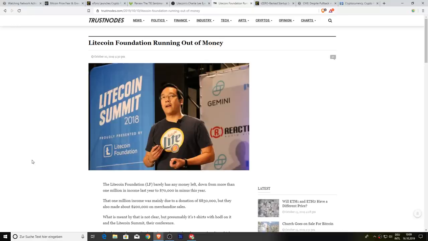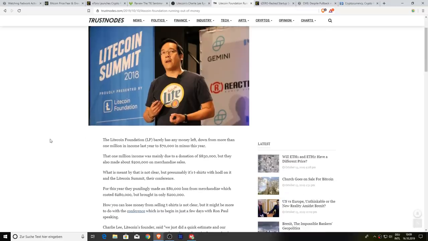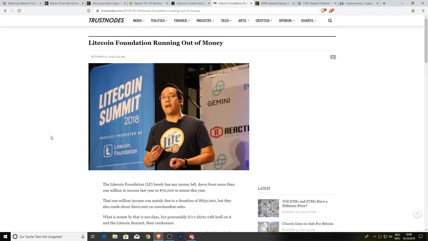It says the Litecoin Foundation barely has any money left, down from more than $1 million in income last year to $70,000 in minus this year. The $1 million income was mainly due to donations of $830,000, but they also made about $200,000 on merchandise sales. Apparently, yeah, they've been selling t-shirts and other stuff. For those who are not looking at the screen, it says Litecoin Foundation is running out of money. I've heard this for the past 3 or 4 weeks. I want to say that I'm surprised, but I'm not.